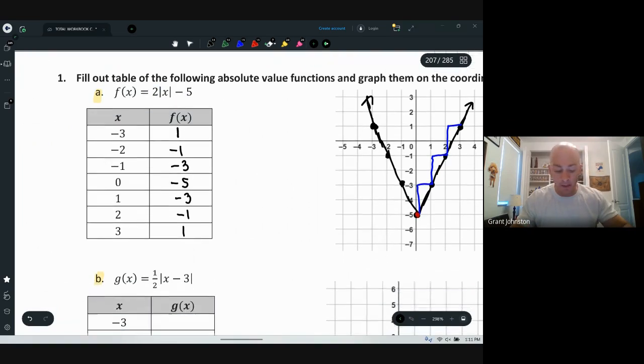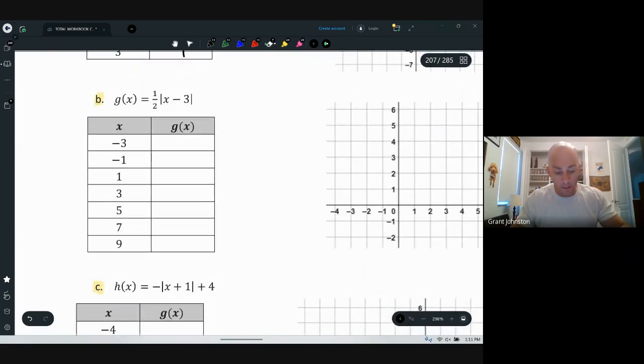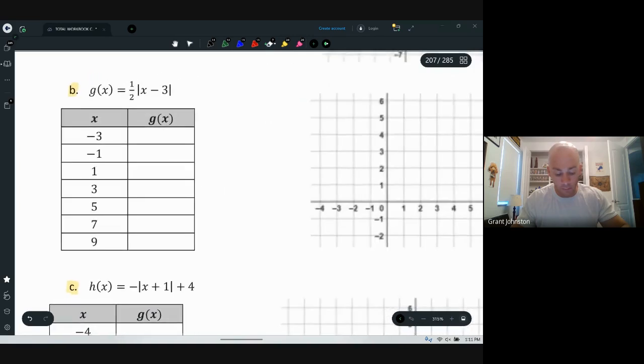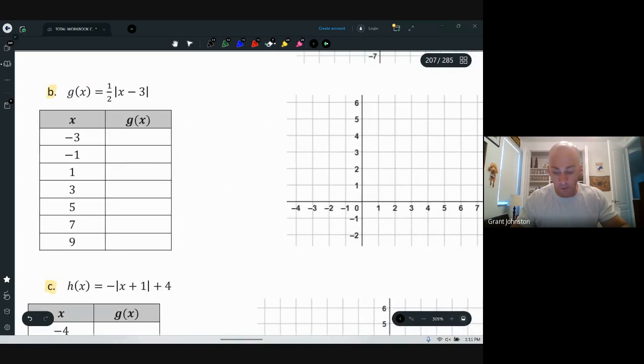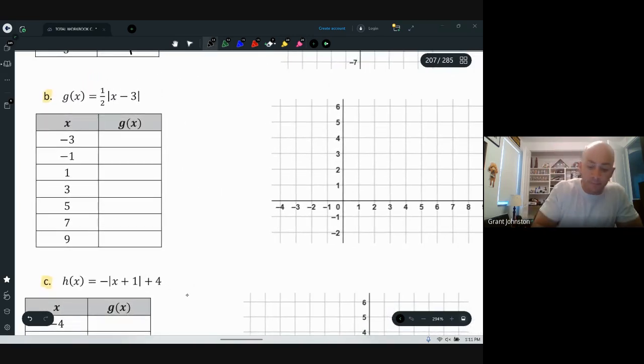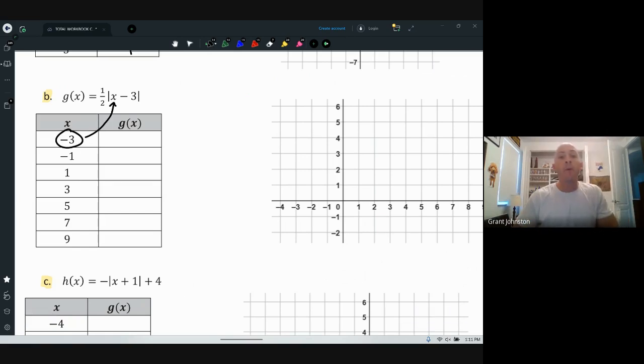So let me play around with this one real fast. I'm going to substitute in -3 first for x. In the absolute value bars, you treat it like parentheses. You do what's in there first. So -3 minus 3 is -6. The absolute value of -6 is positive 6. 1/2 of positive 6 is 3.